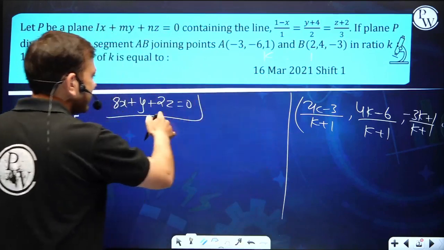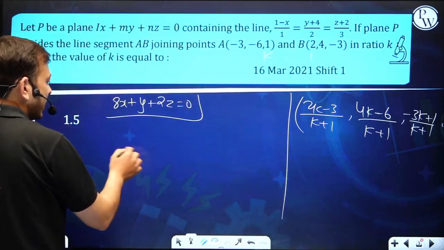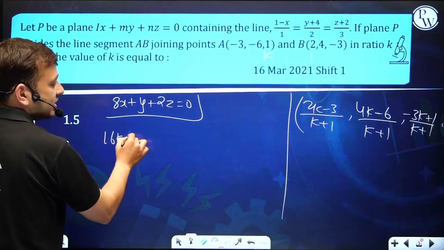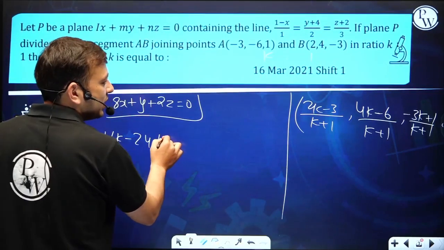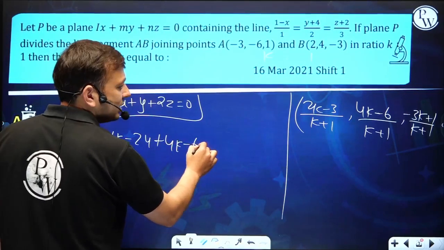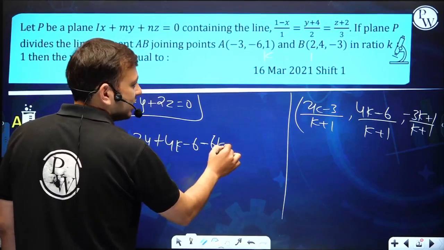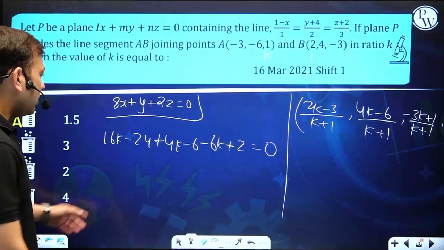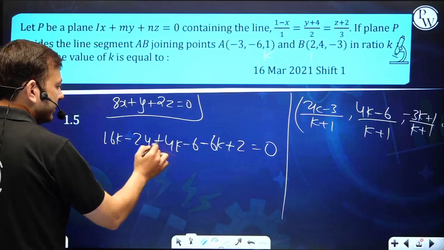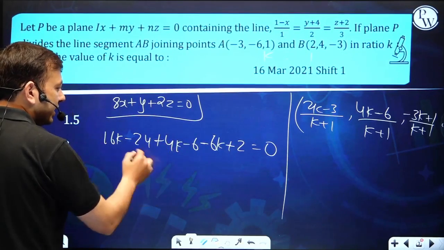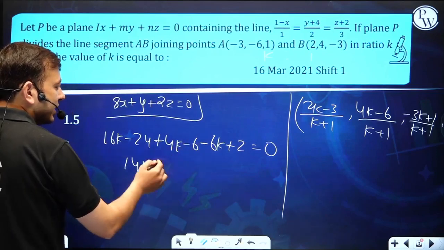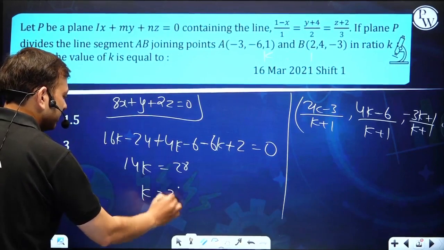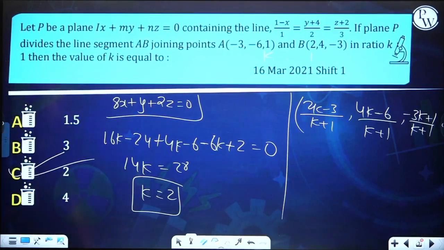Now this point will satisfy this equation, and the denominator is the same, so directly 8 times 2k is 16k, minus 8 times 3 is 24, plus 4k minus 6, minus 2 times 3k is 6k, plus 2 equals 0, sir. Now solve it. 16k − 6k is 10k, plus 4k is 14k, and the constants: −24 − 6 + 2 is −28. So 14k = 28, so k will become 2.